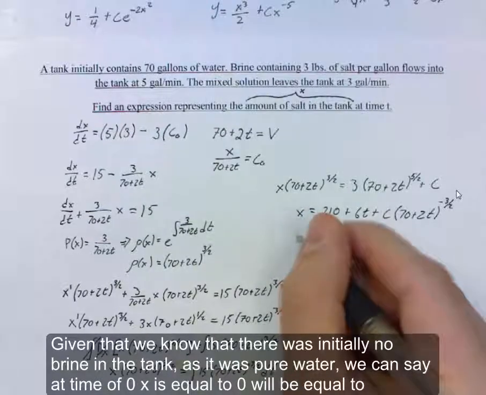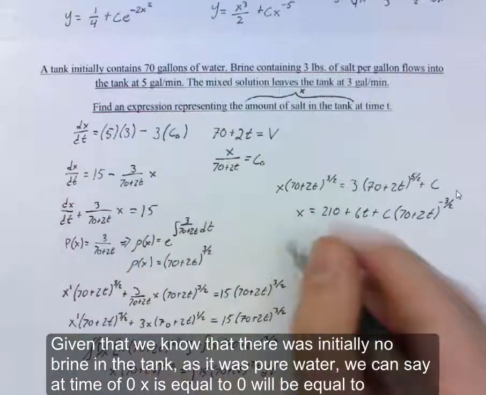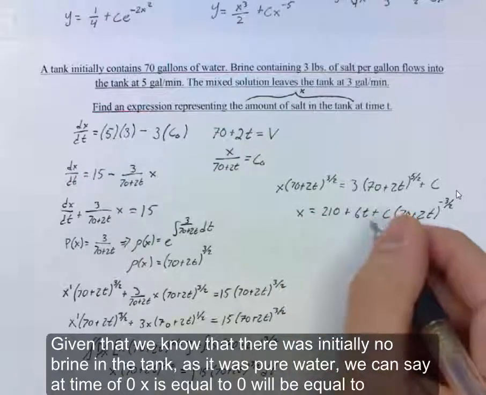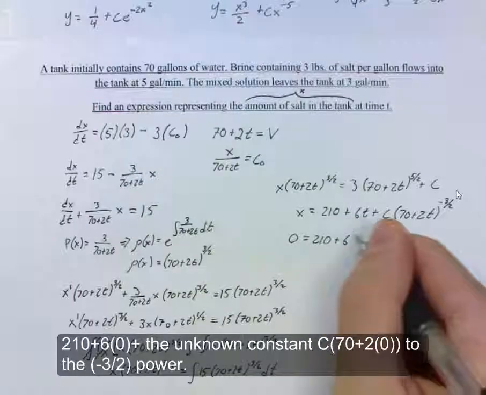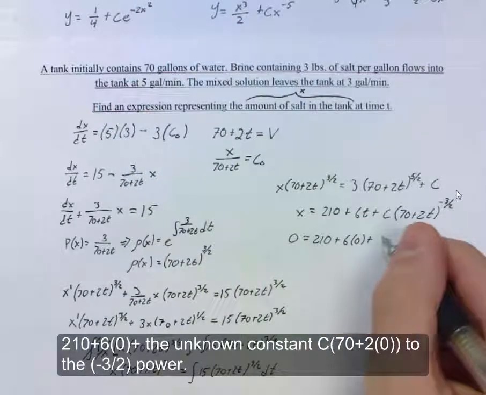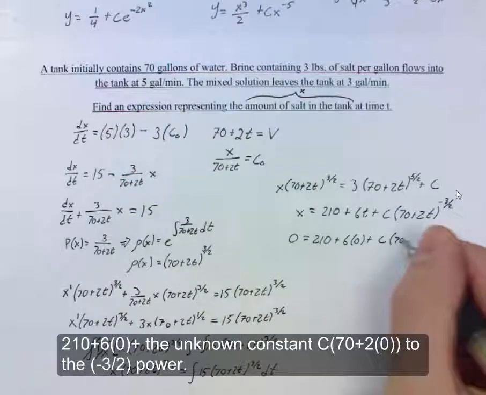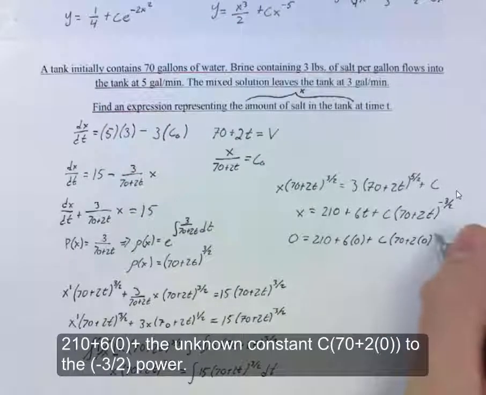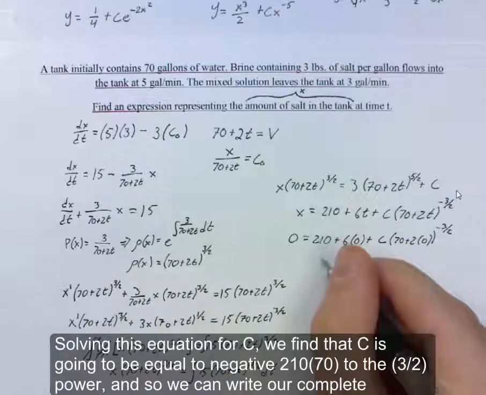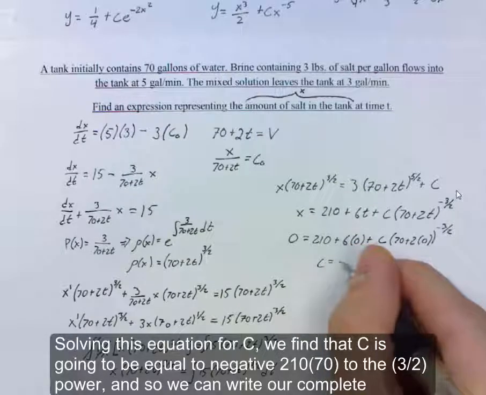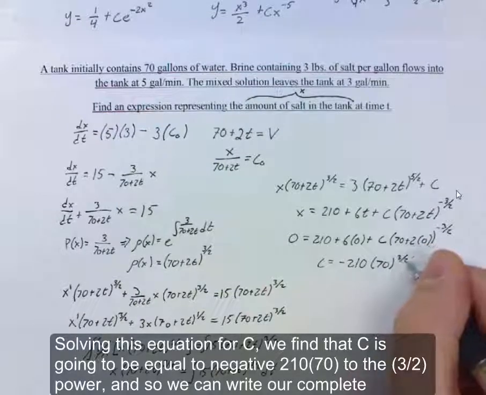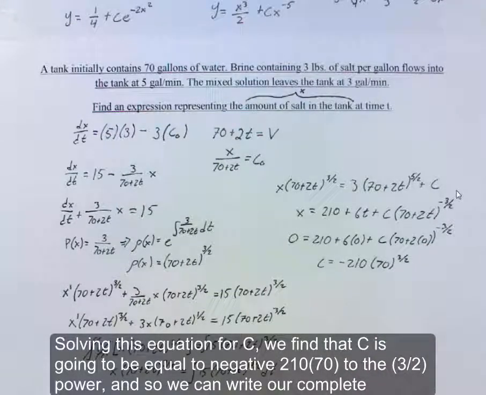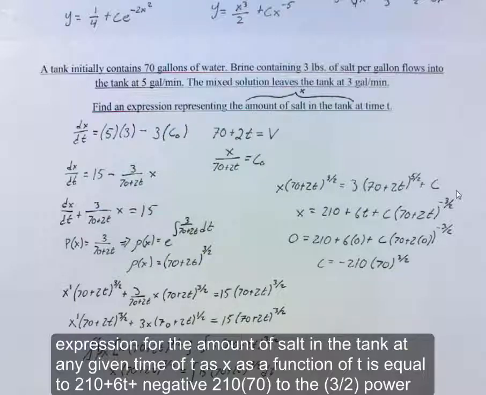Given that we know that there was initially no brine in the tank as it was pure water, we can say at time of 0, x is equal to 0, will be equal to 210 plus 6 times 0 plus the unknown constant c multiplied by 70 plus 2 times 0 to the negative 3/2 power. Solving this equation for c, we find that c is going to be equal to negative 210 multiplied by 70 to the 3/2 power.